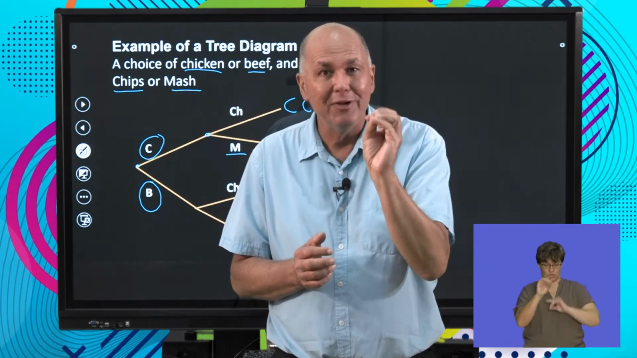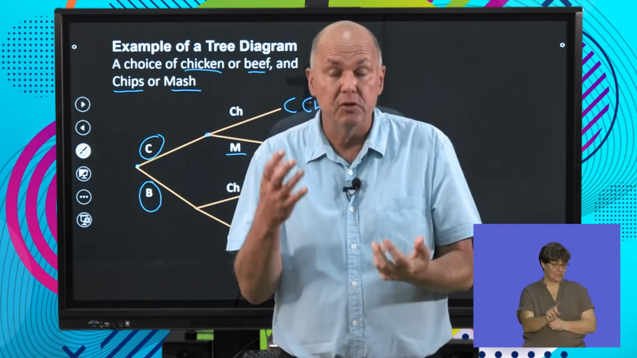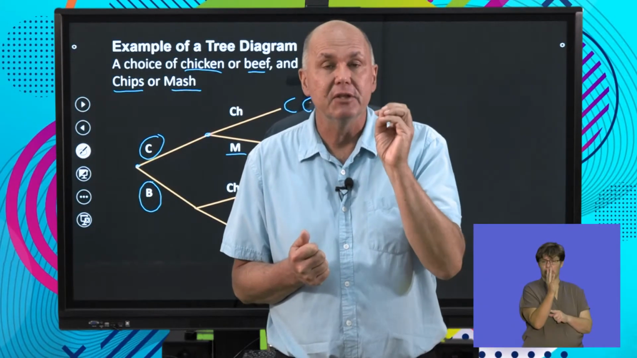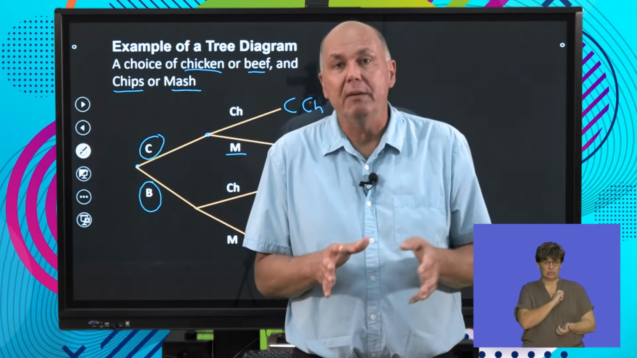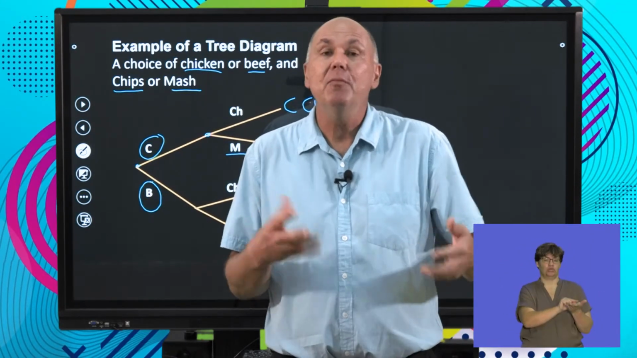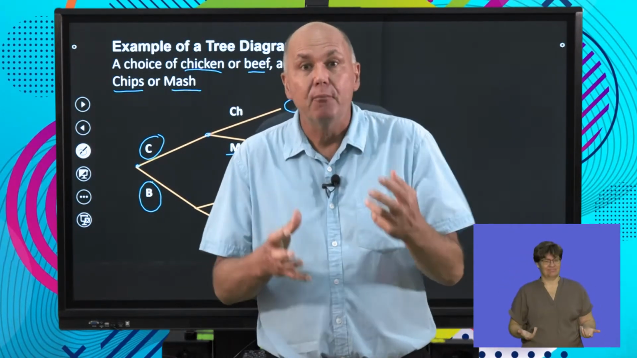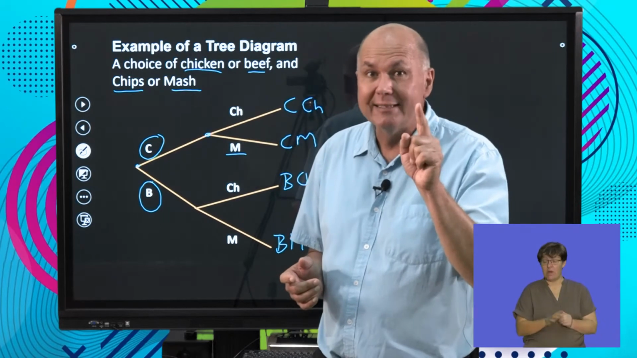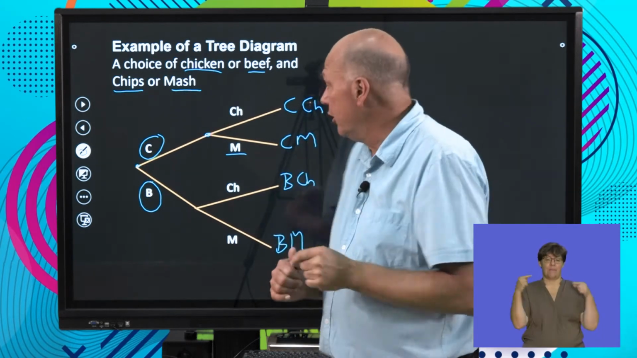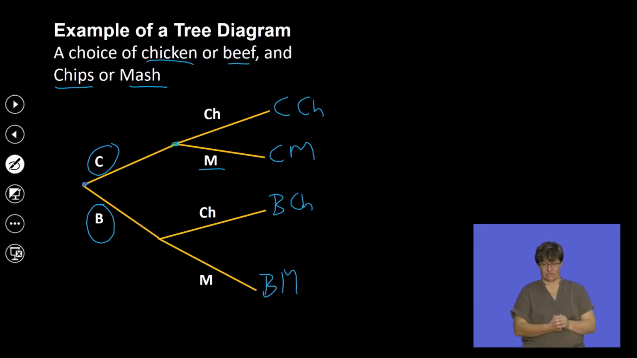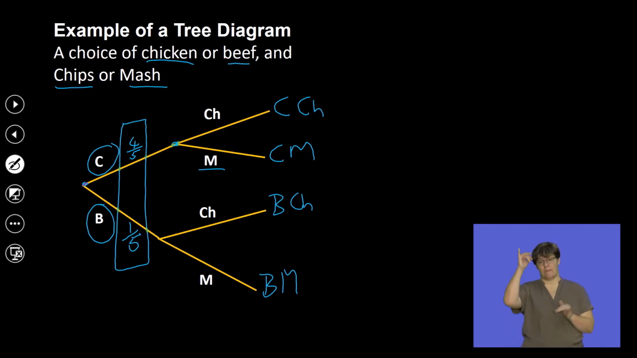Now, what's also very interesting is that when we get problems to solve with tree diagrams, we're often given different probabilities, because there's no chance, really, that most people will choose chicken or beef. It won't be a 50-50 chance. It will be some probability. But what's important to look at is these two choices are mutually exclusive. And so when we put the probability over here, let's say that 4 out of 5 people are going to choose chicken, that means that 1 out of 5 chooses beef. Those two numbers add up to 1.